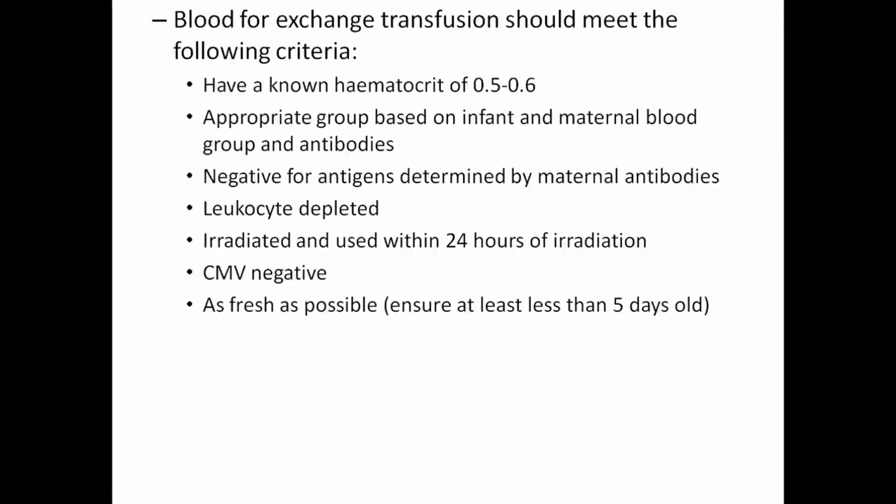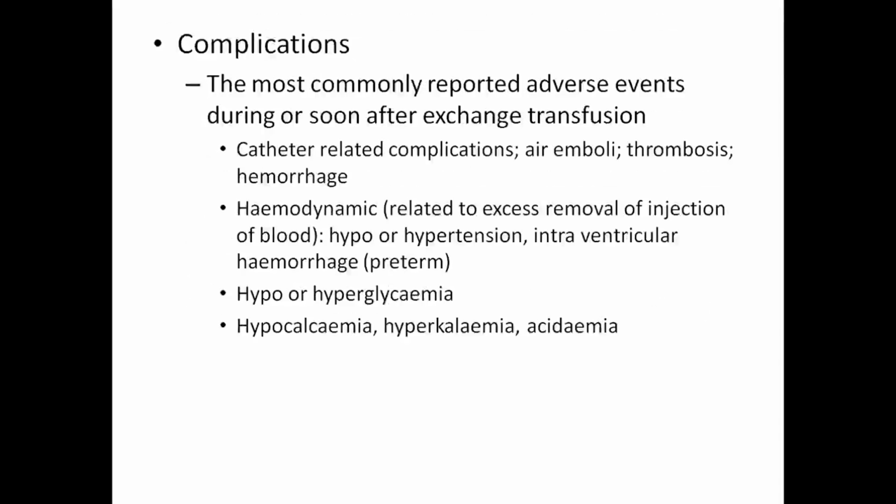Blood for exchange transfusion should meet the following criteria: have a hematocrit of 0.5 to 0.6, appropriate group based on infant's and maternal blood group and antibodies, negative for antigen determined by maternal antibodies, leukocyte depleted, irradiated and used within 24 hours of irradiation, CMV negative, as fresh as possible, ensure at most 5 days old.